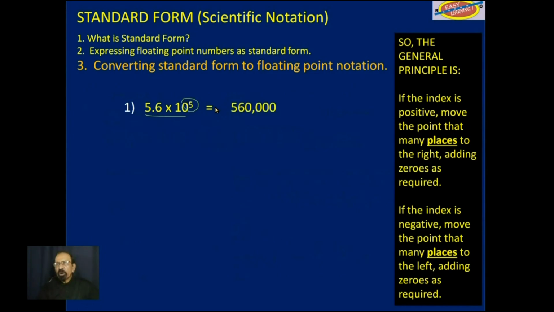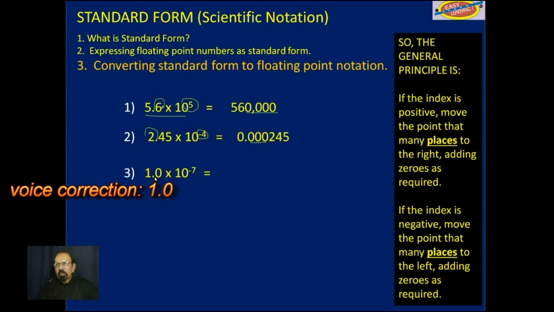So this number we were looking at just now, it is positive. We will move this point 5 places to the right, but that 6 will take 1 of the spaces, so we will add 4 zeros. This index is negative, so we will move the point 4 places to the left. That 2 will take 1 of the places, so we will get 0.000, that is 3 zeros, 245.